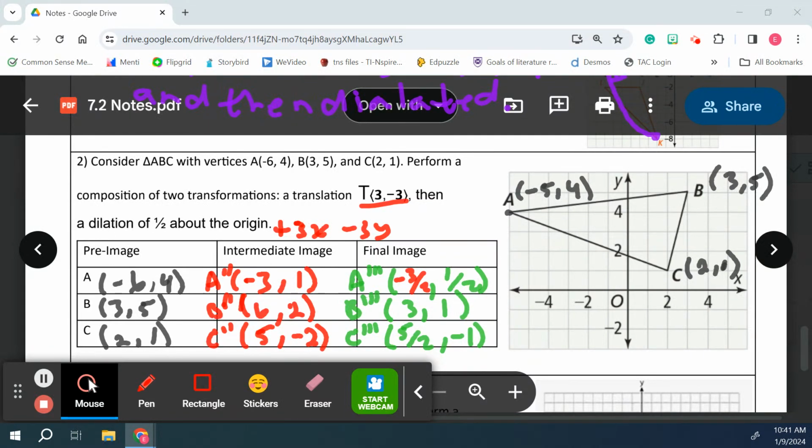I want you to do this. Find each point, okay? And then multiply everything by 2. And then come back to it, okay? All right. Let's take a look at this.